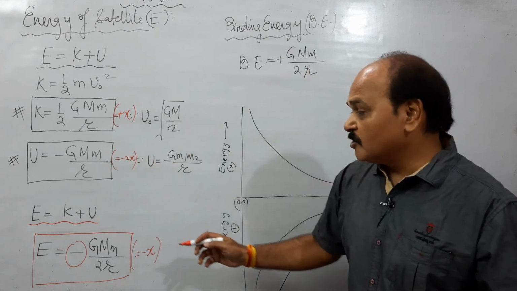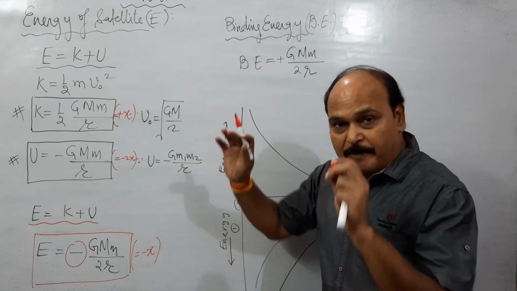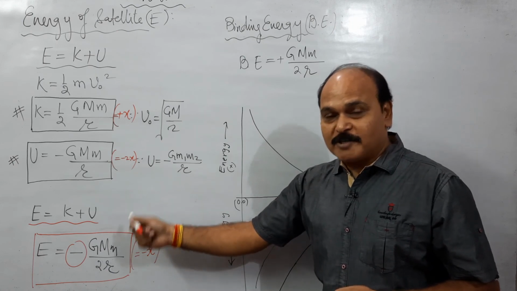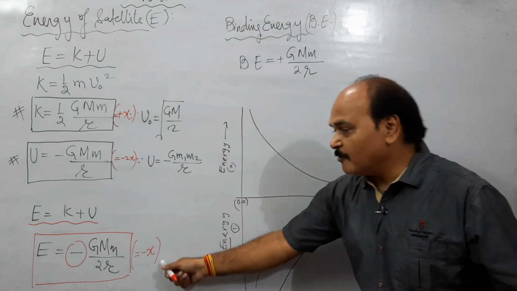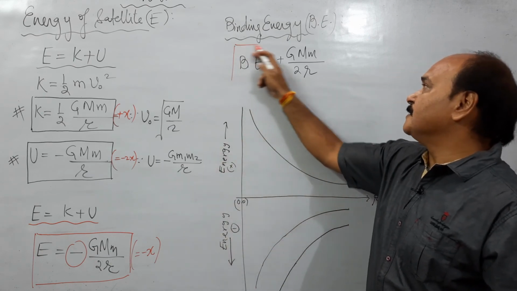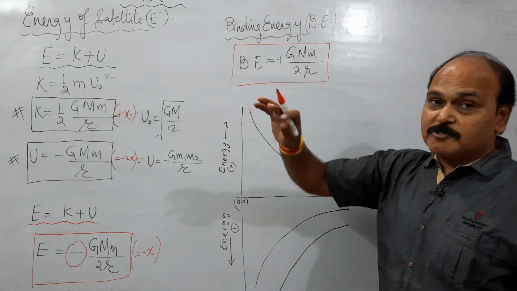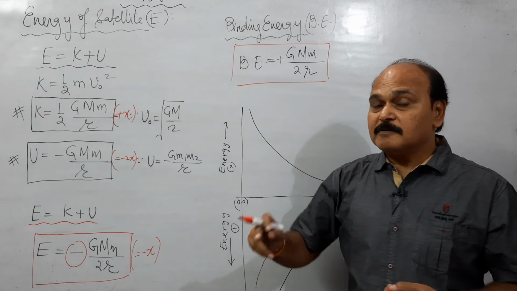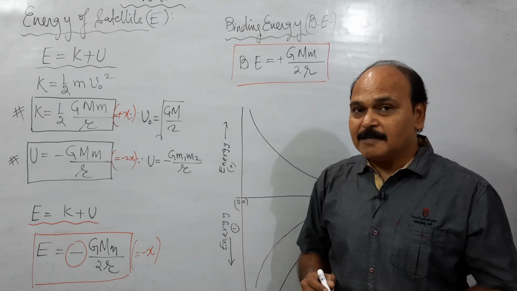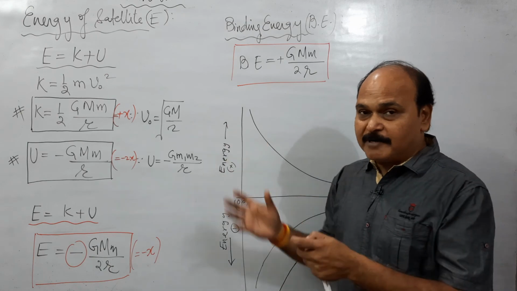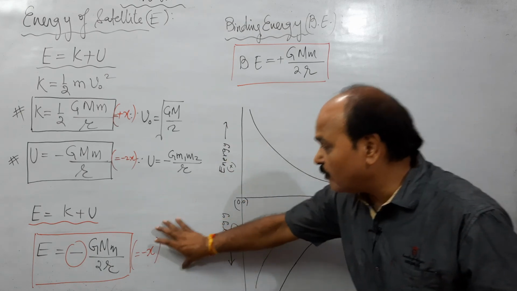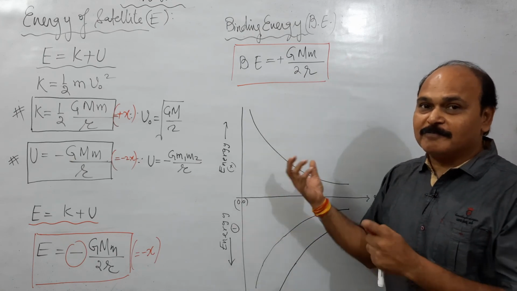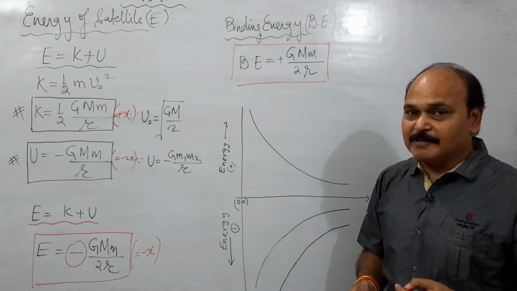And if we want to remove the satellite from the planet, then we need to supply this much of positive energy. So what is the binding energy? Binding energy is the same value of energy but positive. So this is the binding energy. The same value of energy but positive is the binding energy of the planet. So this is the energy with which the satellite is bound to the planet. And if we want this satellite to move out of the gravitational field of the planet, then we need to give this much value of positive energy to the satellite to escape, to move out of the planet's gravitational field.